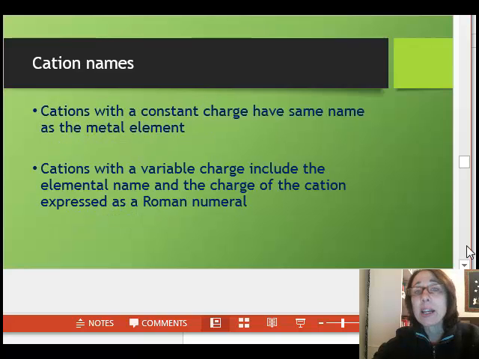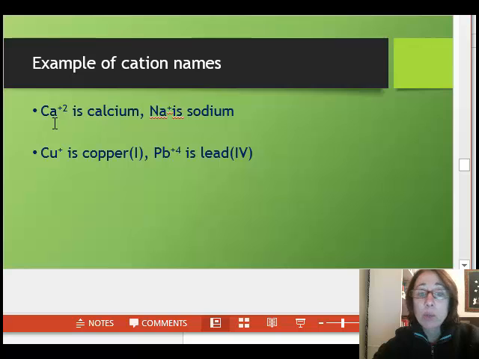Cations with a constant charge have the same name as the element. Cations with a variable charge include the elemental name and the charge of the cation expressed as a Roman numeral. For example, the calcium cation, which always has a +2 charge, is called calcium, while the sodium cation, which always has a +1 charge, is called sodium. On the other hand, copper with a +1 charge is called copper(I), where the 1 is expressed as a Roman numeral 1 in parentheses, and lead with a +4 charge is known as lead(IV), where the 4 is expressed as a Roman numeral 4 in parentheses.